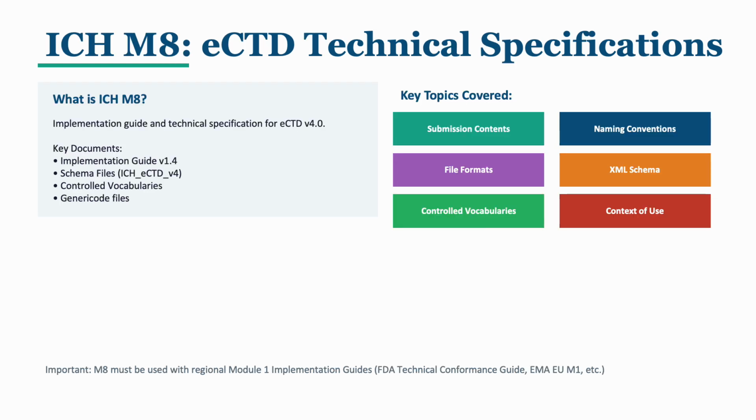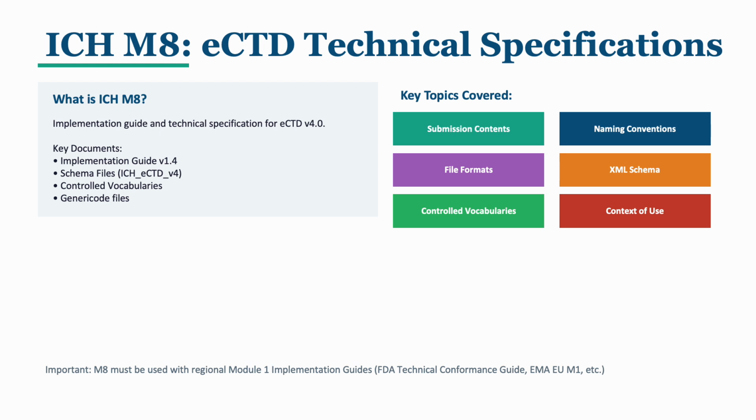ICH M8 is the technical specification that puts the E in eCTD. While the M4 guidelines tell you what content goes where, M8 tells you exactly how to structure and format the electronic submission. Topics covered include submission contents and folders/file structure, naming conventions, acceptable file formats, the XML schema for message structure, controlled vocabularies, and context of use definitions.